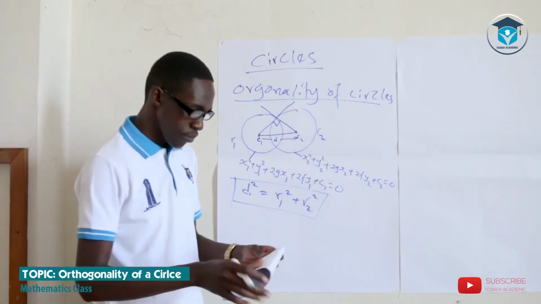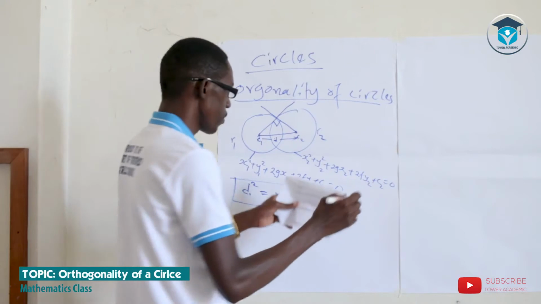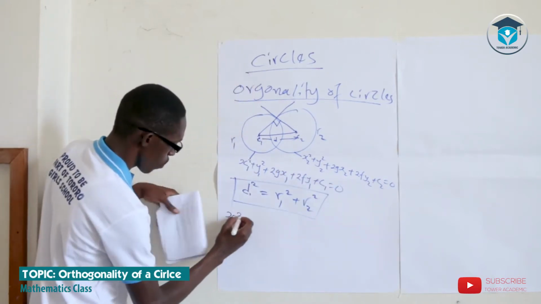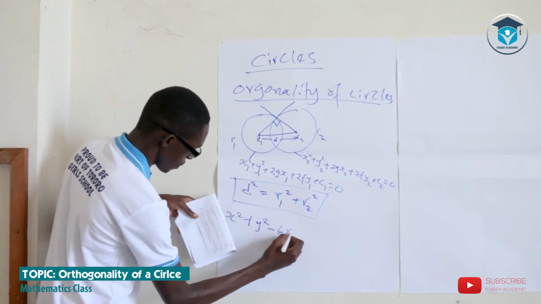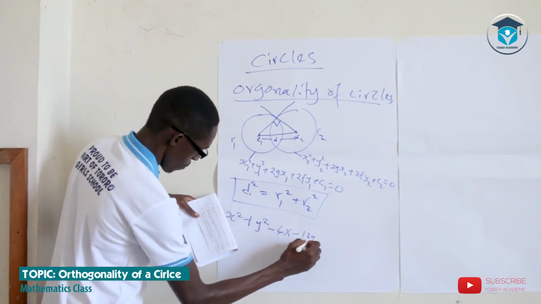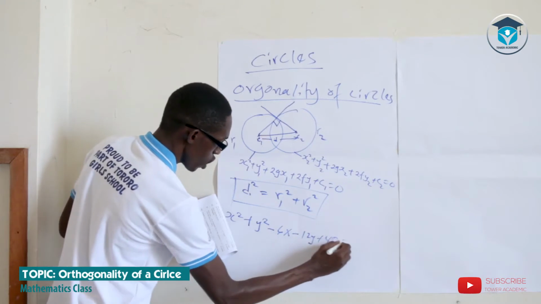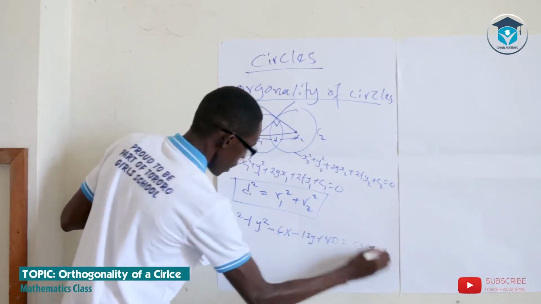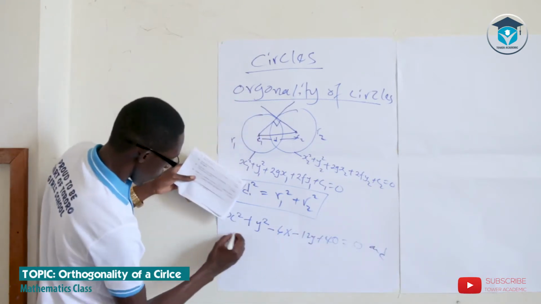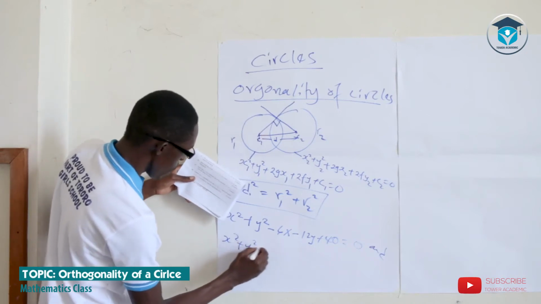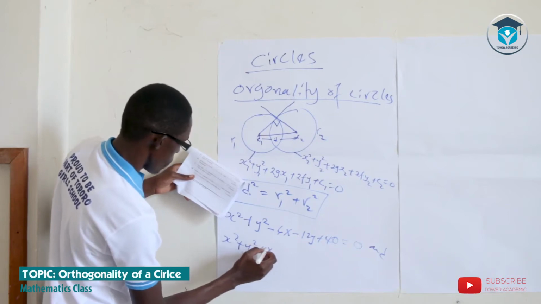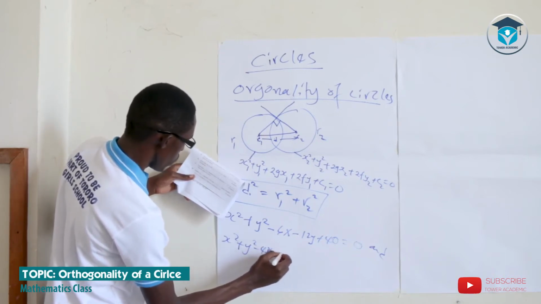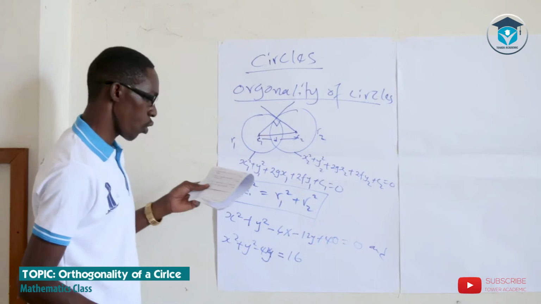When they say prove that the circles x squared plus y squared minus 6x minus 12y plus 40 equals 0, and x squared plus y squared minus 4x minus 4y equals 16 are orthogonal.